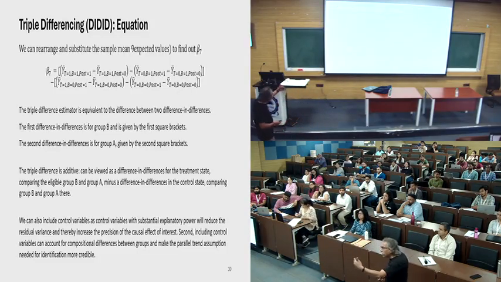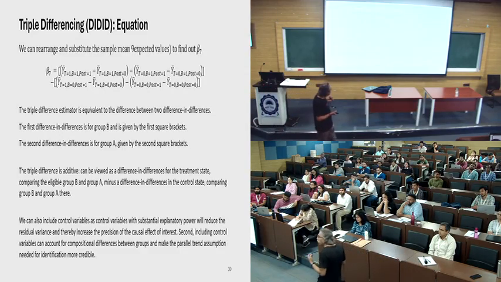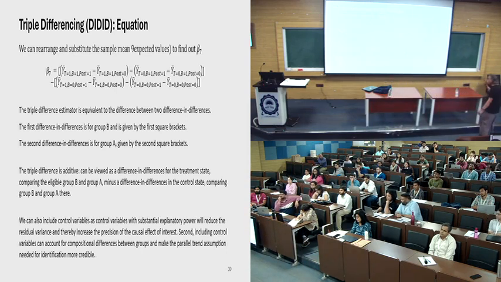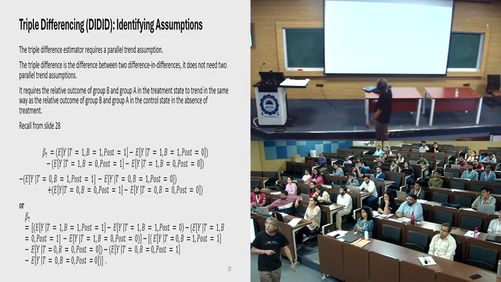So given this, the control variables can have substantial explanatory power, which would reduce the residual variance, and therefore we may want to think of inclusion of the control variable. Another way to think about it is that the control variable can make the parallel trend assumption needed for identification more credible. So it basically puts more emphasis on the control variable.